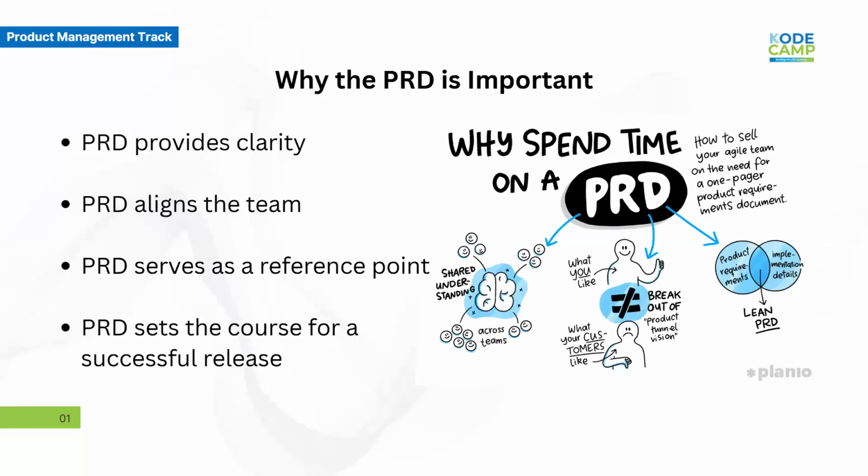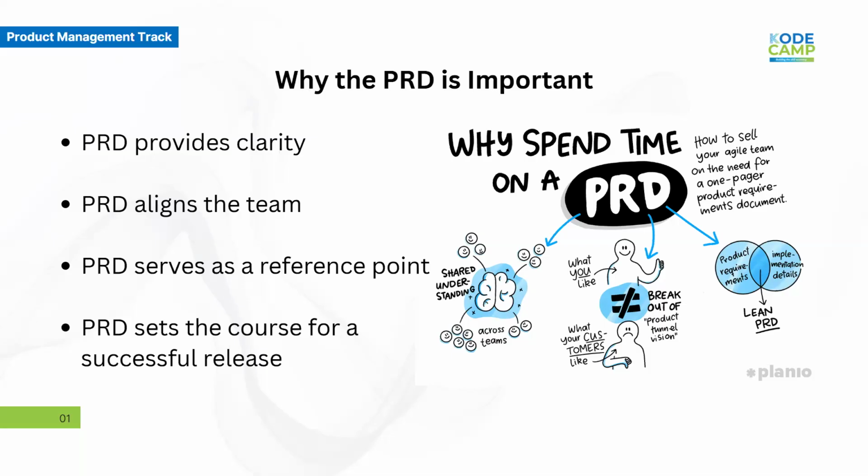Now, thirdly, the PRD serves as a reference point. This is so important. As development moves forward, new ideas are going to come up. Challenges will also arise. People will be suggesting tweaks or enhancements. The PRD at this point is going to be the tool you use to check: is this new idea in scope? Does it fit with what we agreed to build? Or is it something we should save for later, something we call future features, right?